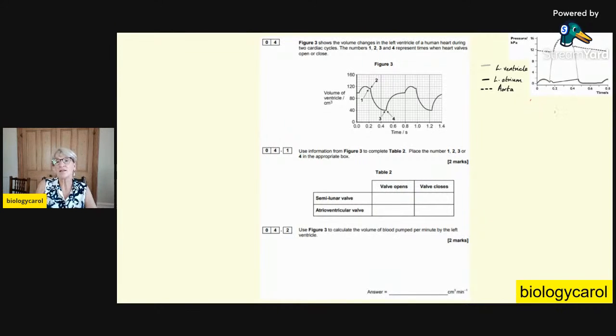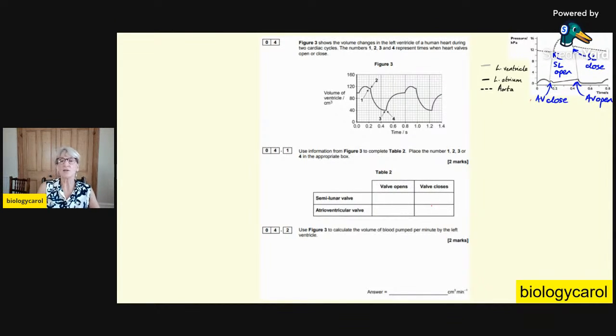So here is where the AV valve closes, and obviously when the pressure of the left ventricle decreases, the AV valve opens. Similarly, when the pressure in the left ventricle goes up above the pressure in the aorta, the semilunar valves open, because the semilunar valves are orientated like this. So when the pressure is greater here than here, they get pushed back against the wall of the aorta. And similarly, the semilunar valves close when the pressure drops below that in the aorta.